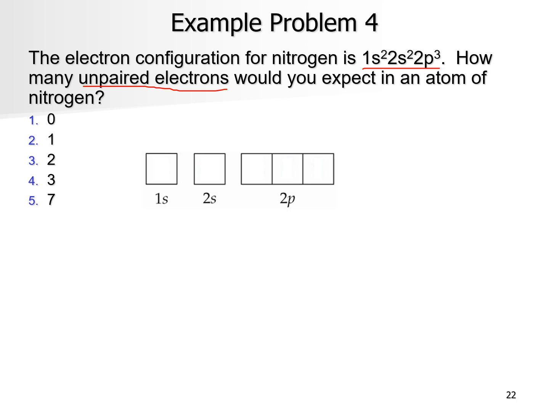1s2, so that's 2 electrons in 1s. 2s2, 2 electrons in the 2s subshell. We have got a 2p3. How many orbitals do we have in the 2p subshell? 3 of those. And remember, this is where we're going to use Hund's rule. Hund's rule tells us 3 electrons will occupy the 3 orbitals with a parallel spin. That means they are all pointing up or all pointing down. How many unpaired electrons? Obviously 3 for nitrogen.